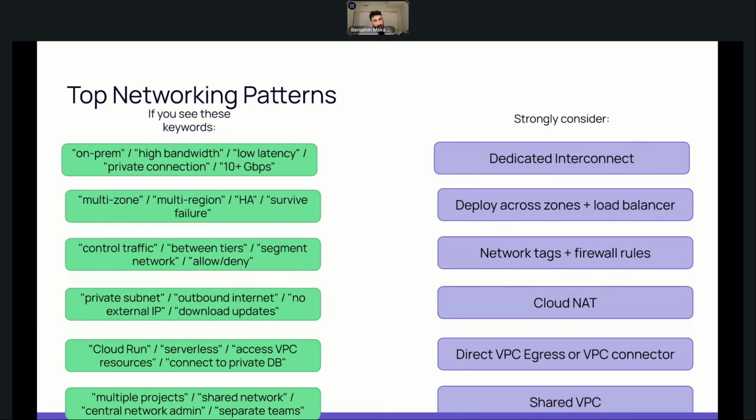If you've got a question that mentions private subnets or outbound internet, or external IP addresses not being allowed, or wanting to download updates, in one of these scenarios, Cloud NAT or network address translation is useful. It's something that's being pushed more and more and it often accompanies these scenarios where you don't allow your VMs to have external IP addresses. Cloud NAT would take care of those outbound requests.